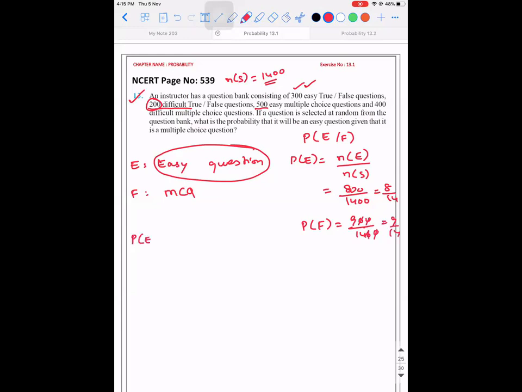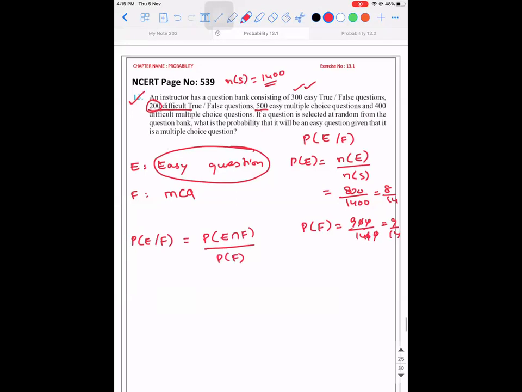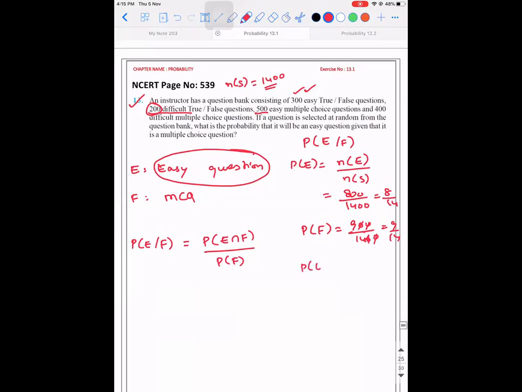So what is the probability of E given F? It is the probability of E intersection F divided by probability of F. We didn't find the probability of E intersection F yet. It should be easy and it should be MCQ questions. It is 500 out of 1400. So it is 5 by 14. So 5 by 14 divided by 9 by 14. This will get cancelled. Answer will be 5 by 9.